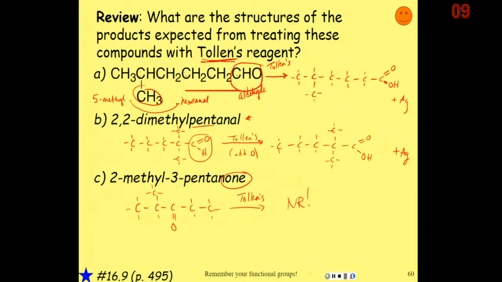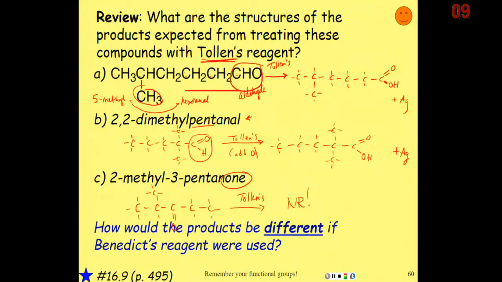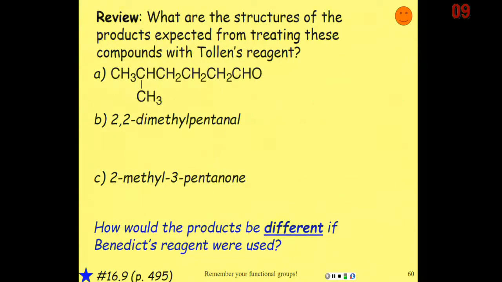Okay, let's do another example or two. A further question, however. Would the products be different if Benedict's reagent were used? No. You just have a copper 1 as that's red as a product. Otherwise, the organic part is the same. And different visual cue is all that is. All right, couple more.